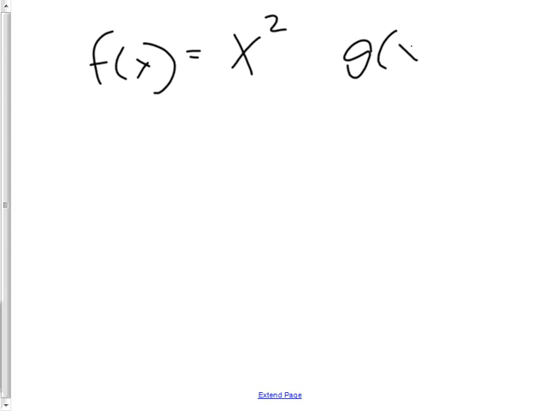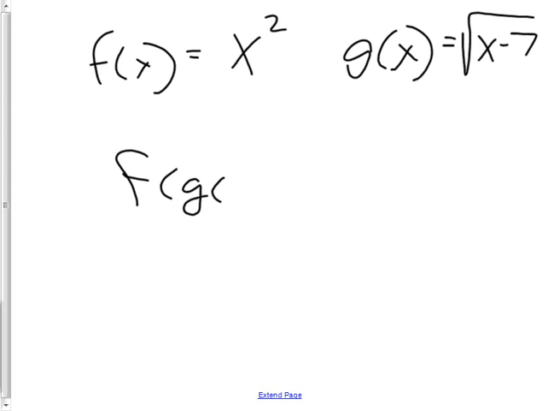All right, let's do one more like that. New functions, though. Get kind of sick of those. f of x equals x squared, and g of x is going to be square root of x minus 7. I'd like you to figure out what is f of g of 2. Oh, I shouldn't have done 2. I should have done negative 2. Sorry. f of g of negative 2.